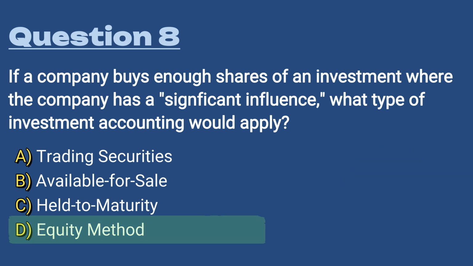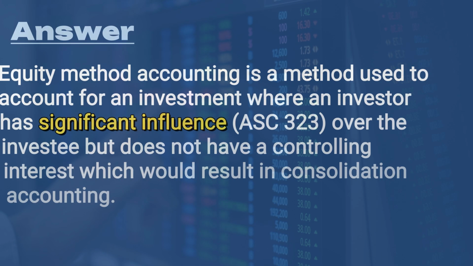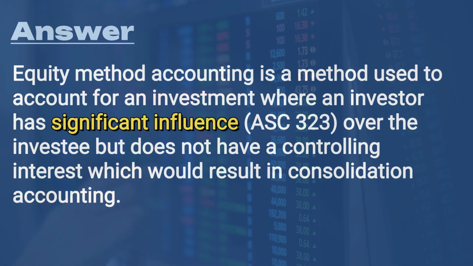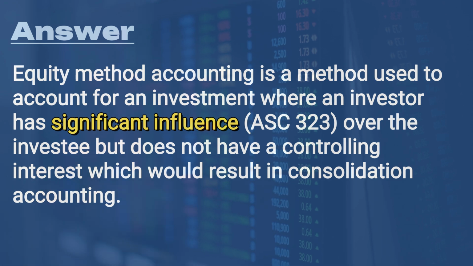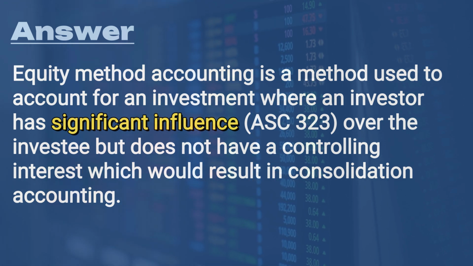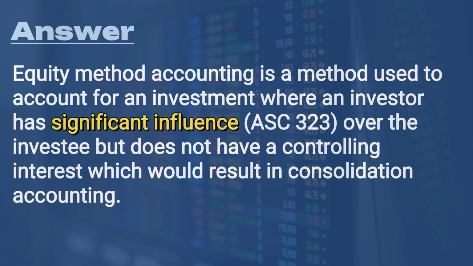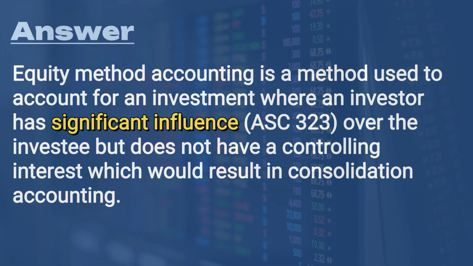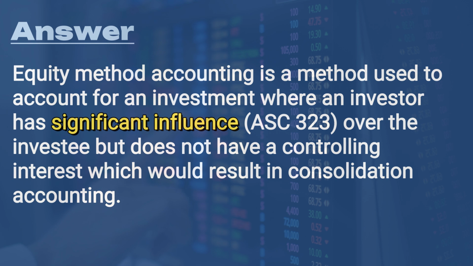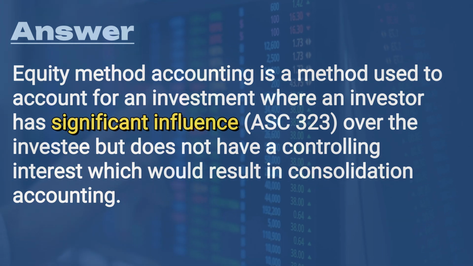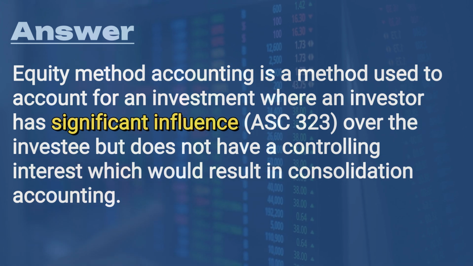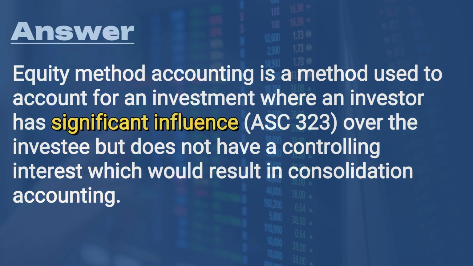The answer is D. You're going to apply equity method accounting. Equity method accounting is a method used to account for an investment where an investor has significant influence over the investee, but they do not have a controlling financial interest. If you have control, you're going to consolidate the entity. That's a key distinction between equity method accounting and consolidation accounting. Equity method, you've got significant influence.